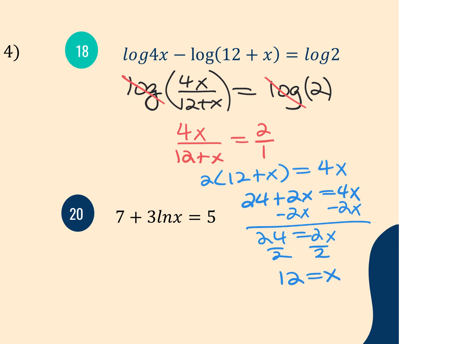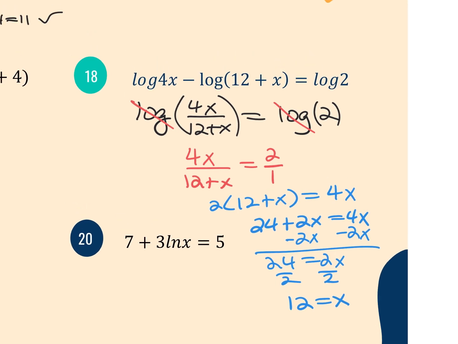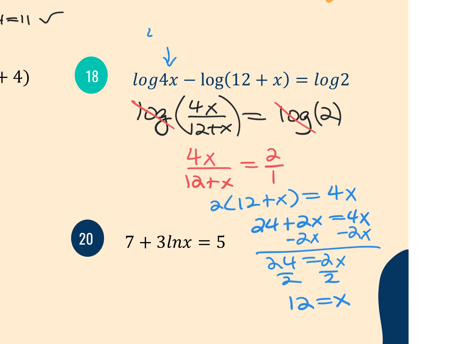And again, I need to make sure that I don't get a negative or a 0. So when I go up here and plug it in right here, 4 times 12 gives me 48. No negative, no 0, I'm good there. And then the same thing here, 12 plus 12, 24, no 0, no negative. x equals 12 is a good answer.